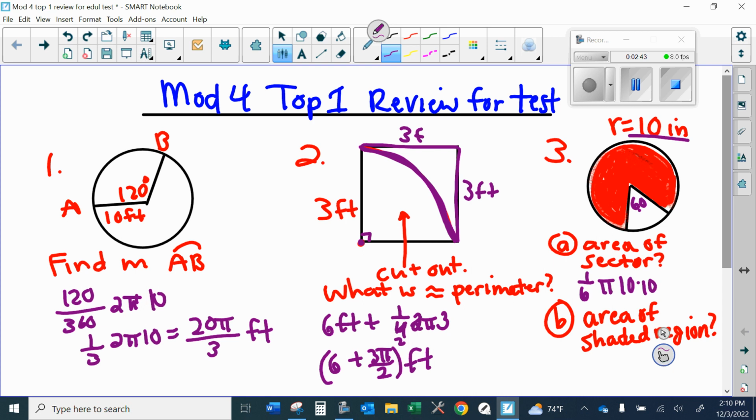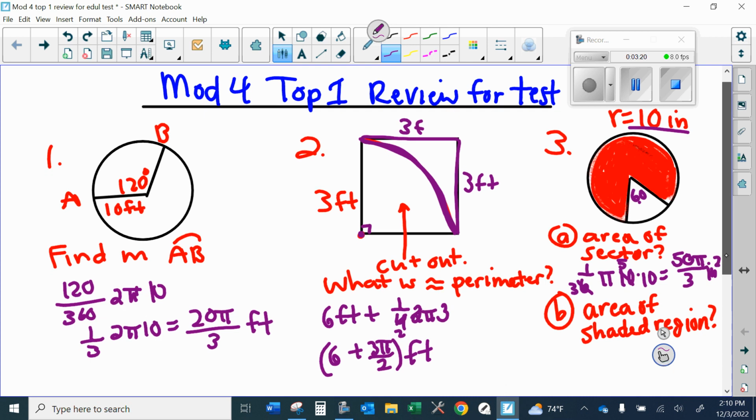I can do 10 times 10. That 10 divides by 2, and the 6 divides by 2. And so I actually get 5 times 10 is 50 pi over 3, and then inches squared, square inches is how you say it. So the exact answer is 50 pi over 3. And if it says approximately, I'll have to tell you which round to. I'll look at the answer key, but we'll just say approximately going to the nearest ones as of right now.